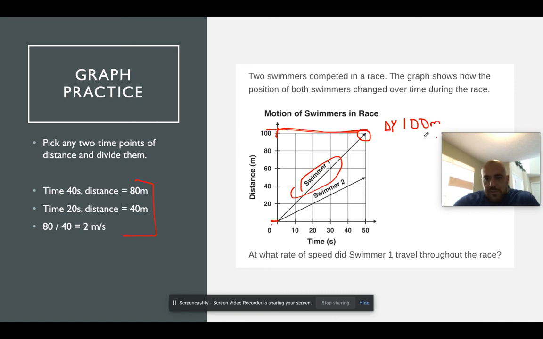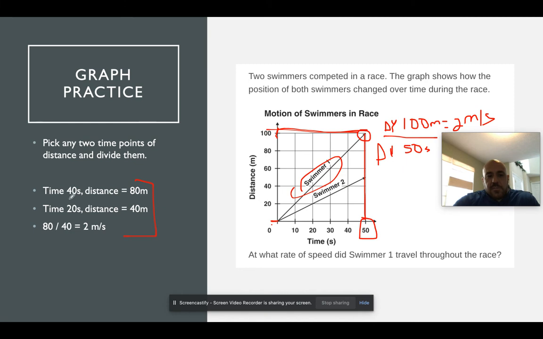minus 0, which is just 100. So I'll leave it at that. And at the time that was 100, my x was 50. And it started at 0, so that's 50 for a difference. 100 divided by 50 is 2 meters per second is the speed.